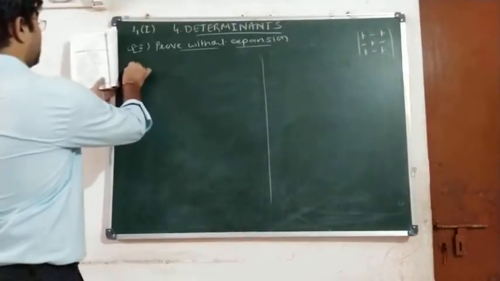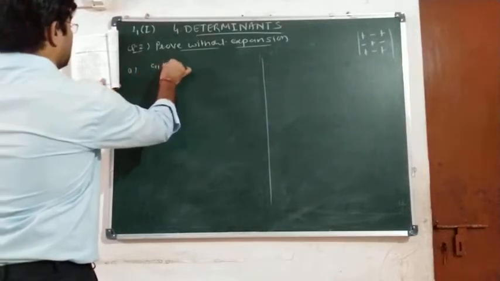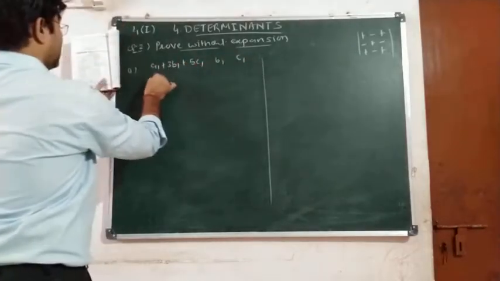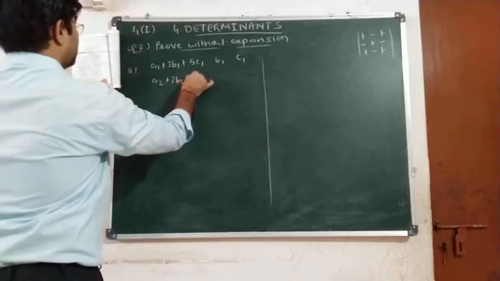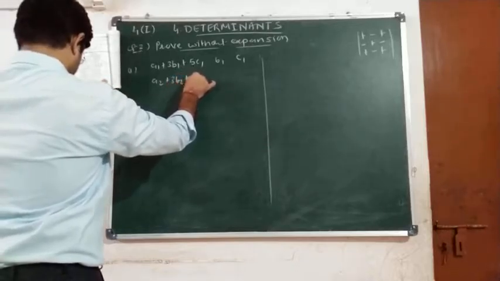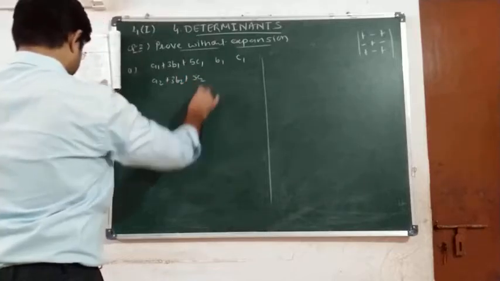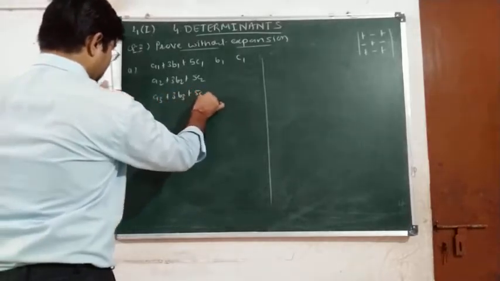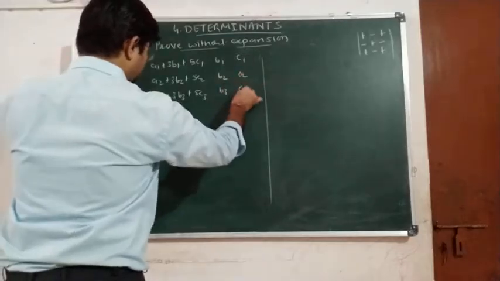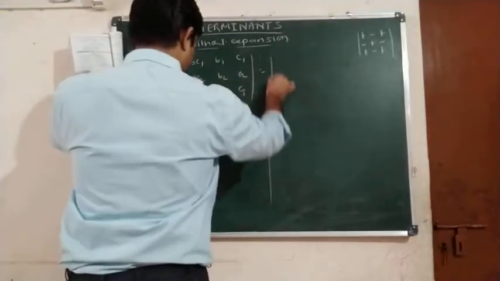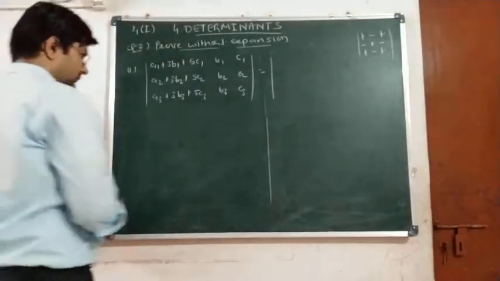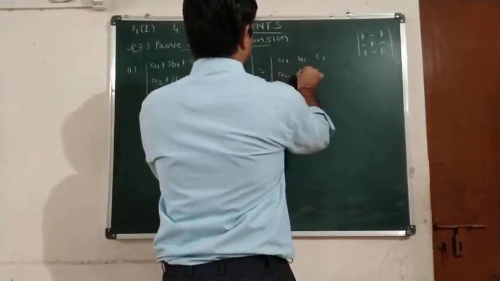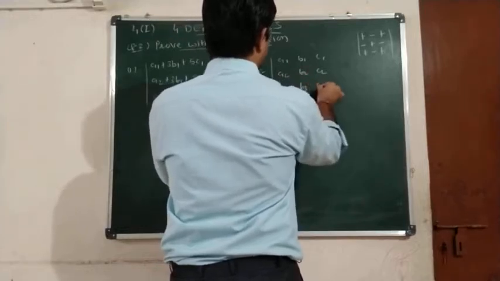Okay, so first question of number 2. The determinant with rows: a1 plus 3b1 plus 5c1, b1, c1; a2 plus 3b2 plus 5c2, b2, c2; a3 plus 3b3 plus 5c3, b3, c3, is equal to the determinant a1 b1 c1, a2 b2 c2, a3 b3 c3. We have to prove this.